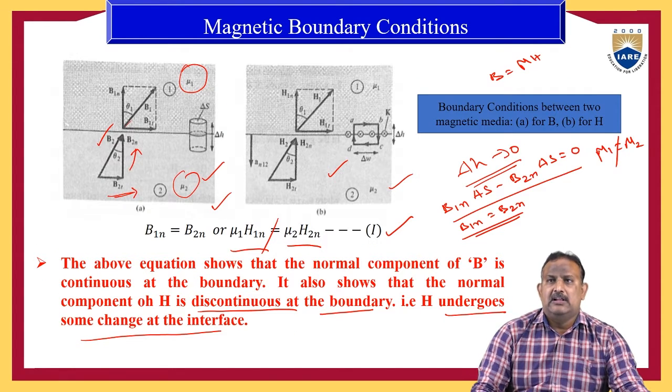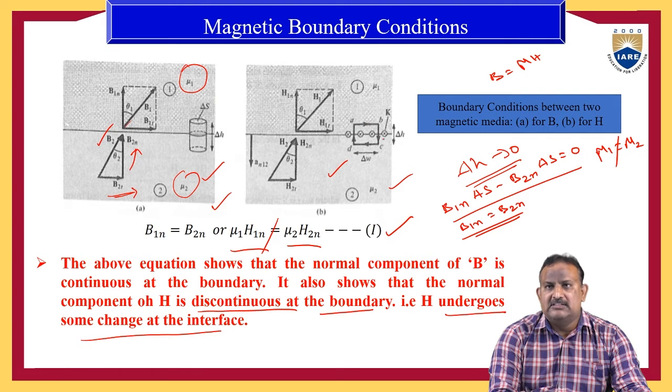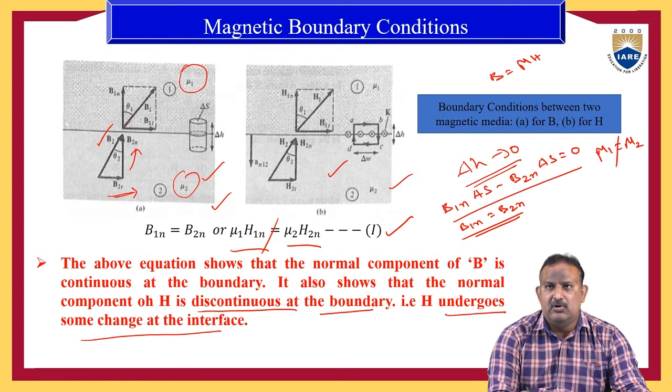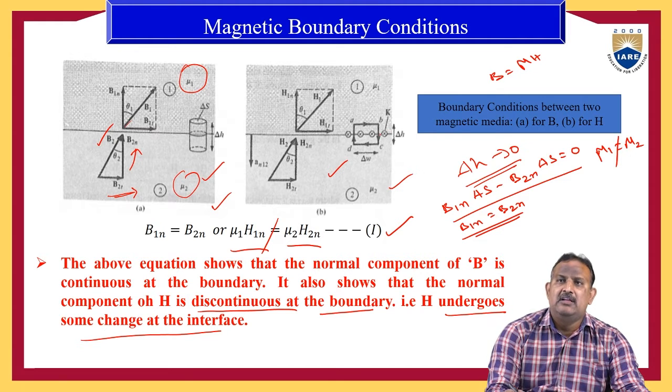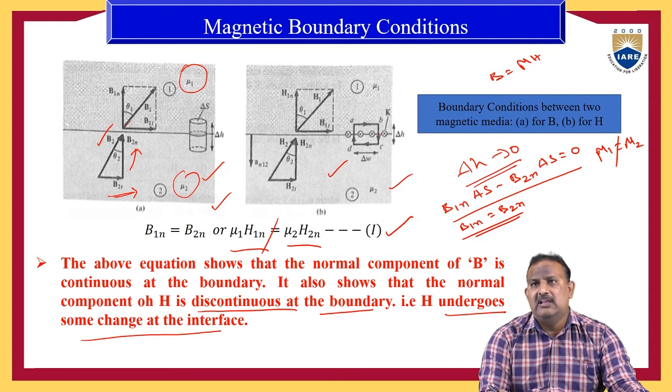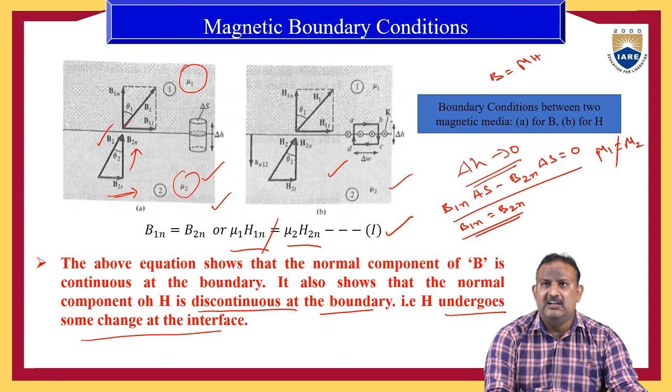To find that, here also assume a rectangular box at the boundary, having corners A, B, C, D, with width delta W and height delta H, and which also carries the current element K. Because in a magnetic field the charge is moving with some velocity, we need to consider the current element K.